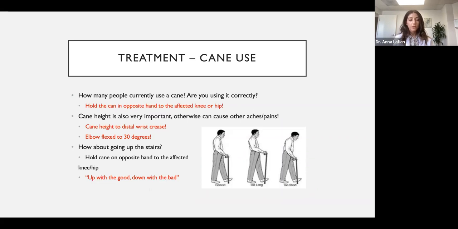So if your left knee has osteoarthritis or your left hip has osteoarthritis, you're holding the cane in your right hand, and going up the stairs, the first step you take is with your right leg. And then when you come down the stairs, you put your left foot first. So downstairs you initiate with the bad foot first, the bad leg first.